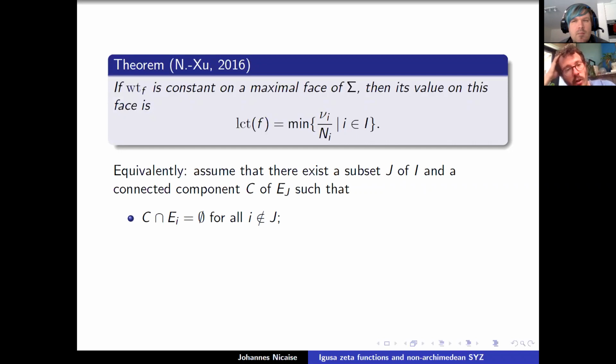So to prove this theorem, we're going to translate it into a statement that no longer involves weight functions or dual intersection complexes. So what are we really saying by stating this theorem? We're saying that there exists a subset J of I and a connected component C of E_J such that the following is true. This connected component C will correspond to a phase in a dual intersection complex by definition. And so we want that this phase is maximal, that it's not included in any strictly bigger phase. But that's the same thing as saying that this component C does not intersect any other irreducible component E_I.